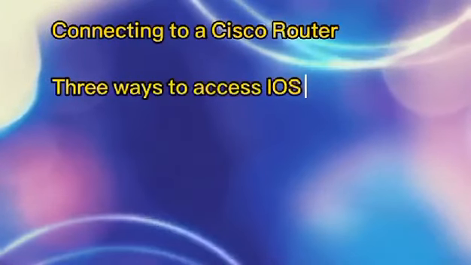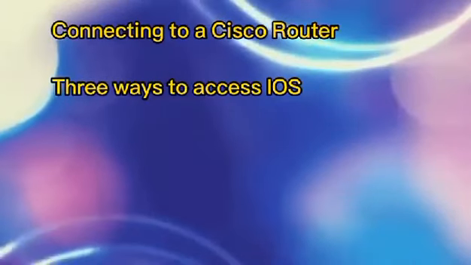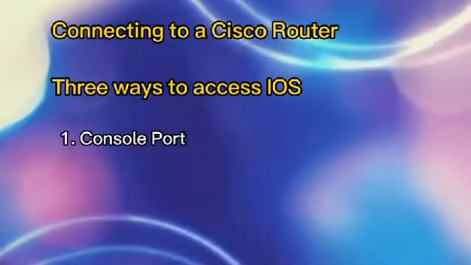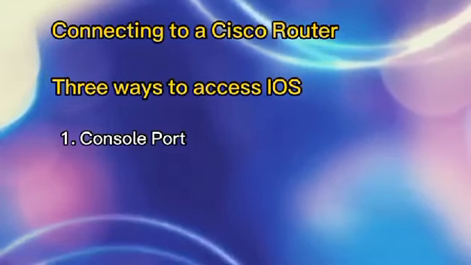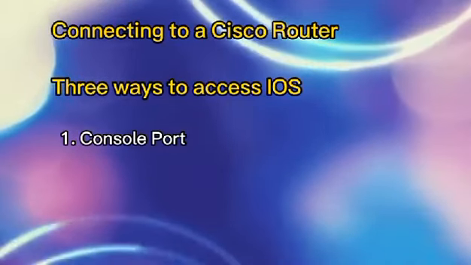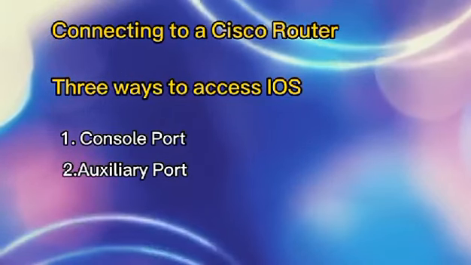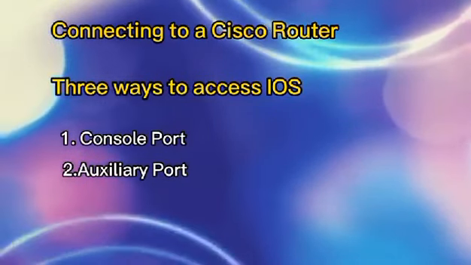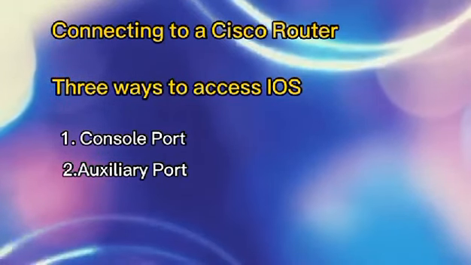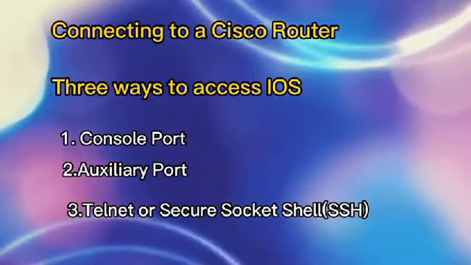There are 3 ways to configure a router, but most often the first place we would connect to is the console port. The console port is usually an RJ45 8-pin modular connection, and we can also connect to a Cisco router through an auxiliary port, but for that we need a modem. And the third way to connect to a Cisco router is in band through the program Telnet or Secure Shell.